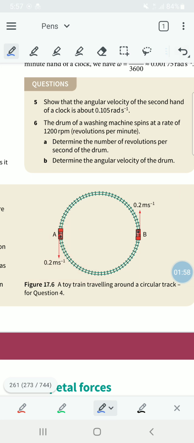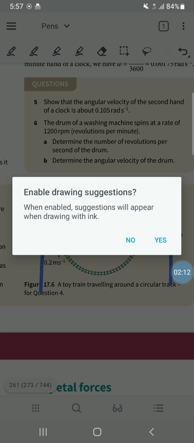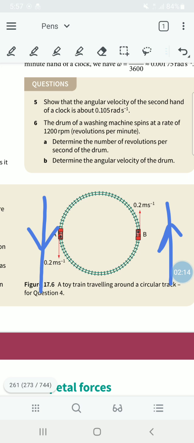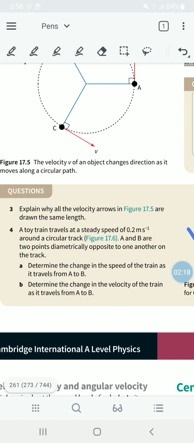But now the directions are different. So at this point it is traveling downwards. At this point it is traveling upwards. Right? So those are two facts that we need to understand. So now coming back to the question.